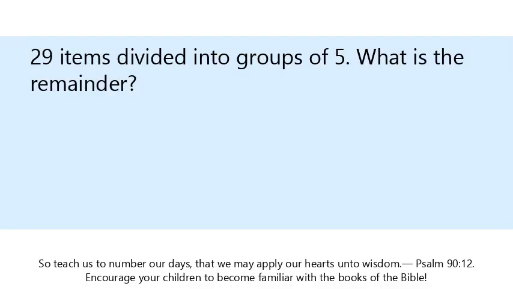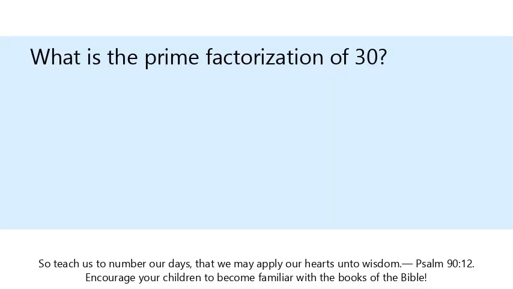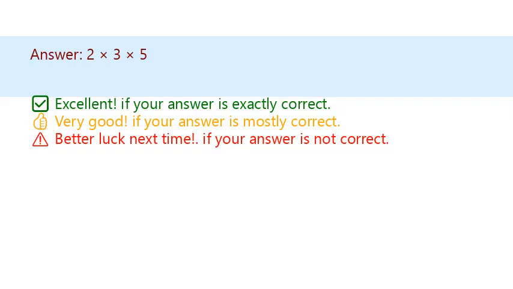29 items divided into groups of 5. What is the remainder? Answer, 4. What is the prime factorization of 30? Answer, 2 by 3 by 5.